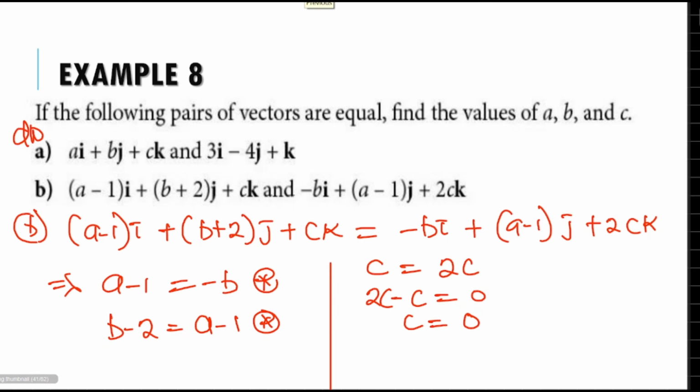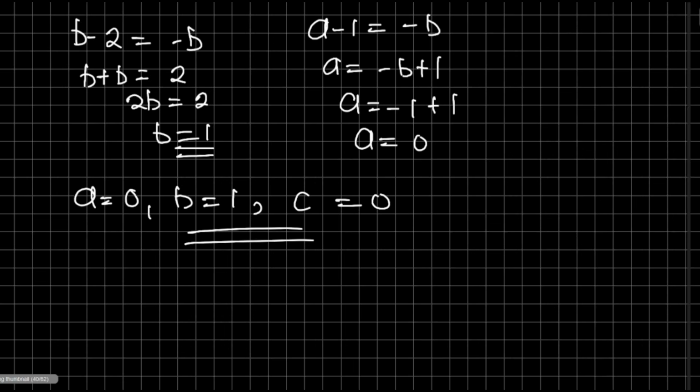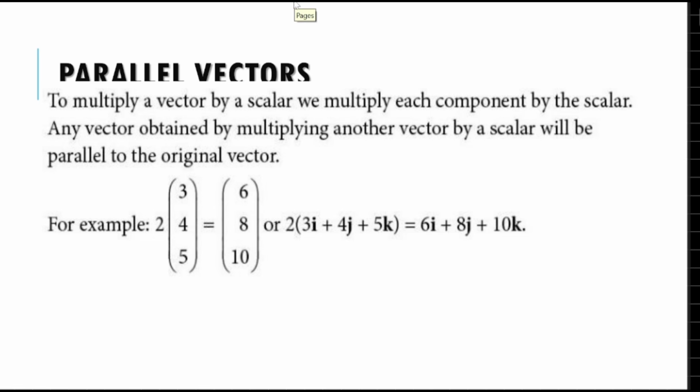So to use equality of vectors to solve problems, you basically equate the coefficients of i, j, and k. And here you see that if you solve this one, you have a equals 3, b equals minus 4, and c equals 1. Okay, so that's what we're going to basically have. Alright guys, hope you are following.